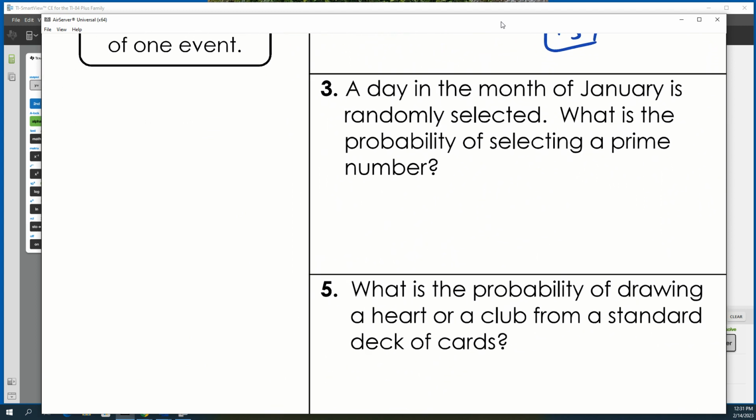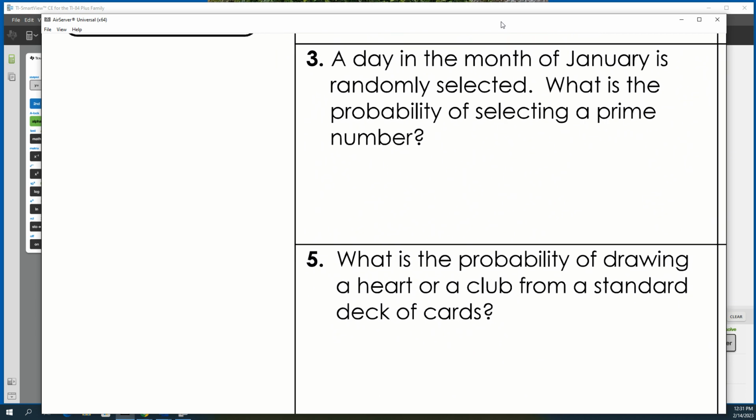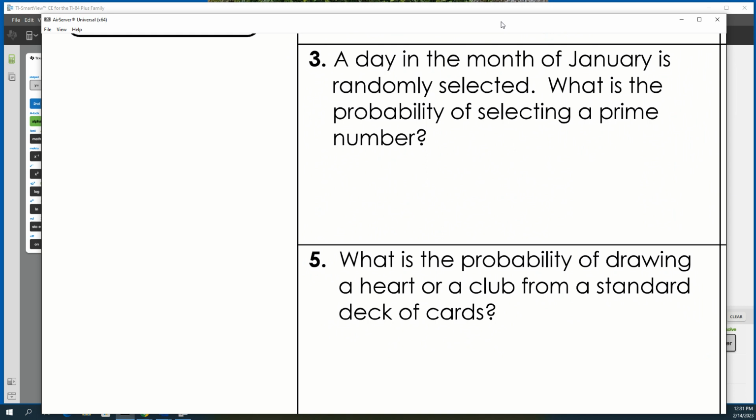All right, on number 3, you're going to need to know quite a bit just to do the probability. So a day in the month of January is randomly selected. What is the probability of selecting a prime number? So first, how many days are there in January? 31 days. 31 days in January. So I'm going to list out 1 through 31.